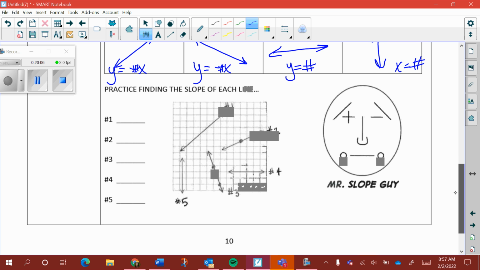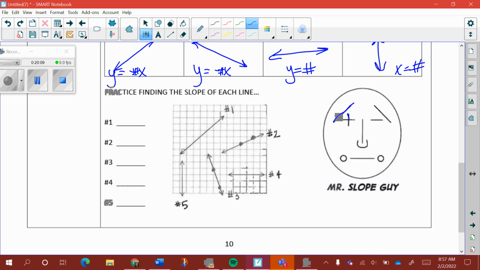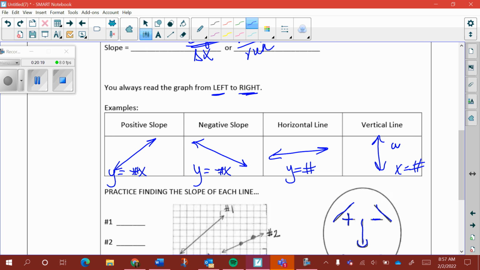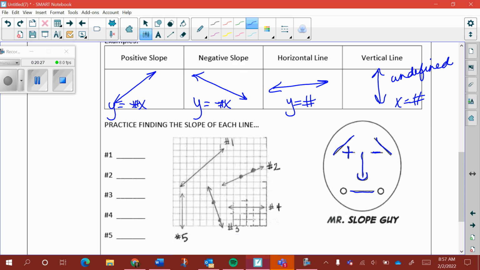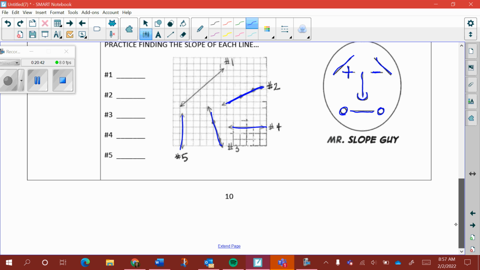So practice finding slope on each of these. And I'll tell you that if it's slanting up, it's positive. Slanting down, it's negative. Because look at your winking guy. If it's up and down, it is undefined. So this is going to be undefined. If it's like the horizontal, notice we have 0. It's a 0 slope. So find them over here on 1 through 5. Identify here's 1, here's 2, here's 3, here's 4, and then here's 5. Try those on your own.